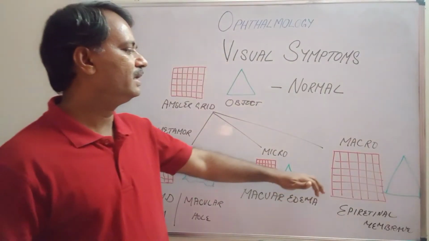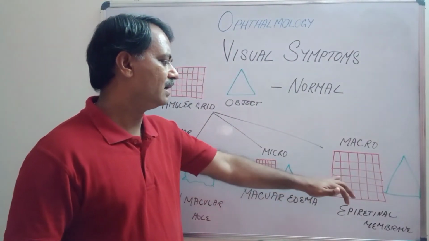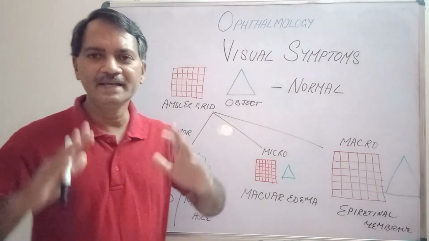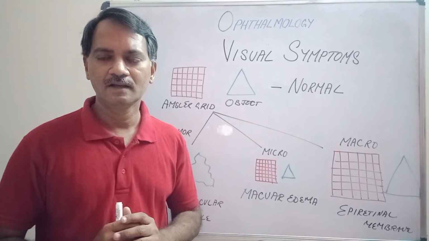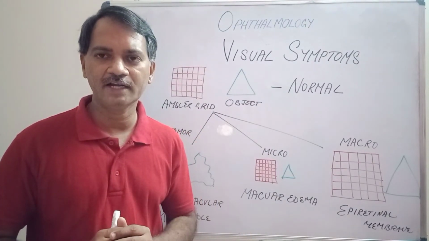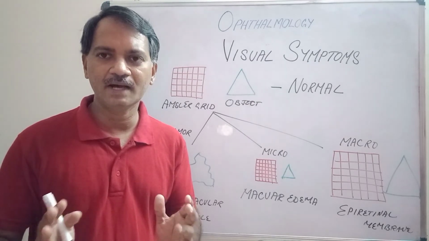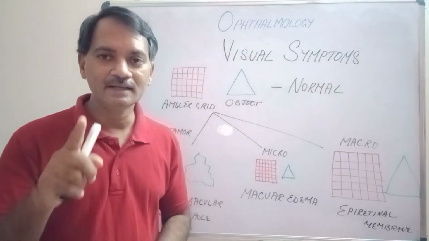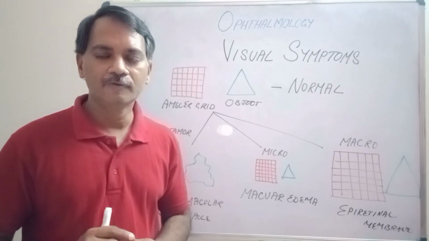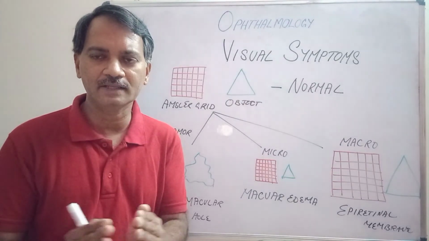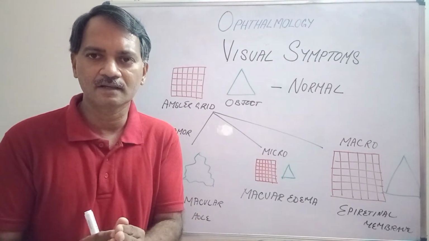Next, coming to macropsia. What is macropsia? The objects appear bigger in size. This is completely opposite to micropsia, where I told you that because of the edema, the photoreceptors move away. But in macropsia, the photoreceptors are very tightly brought together. They come very close together.